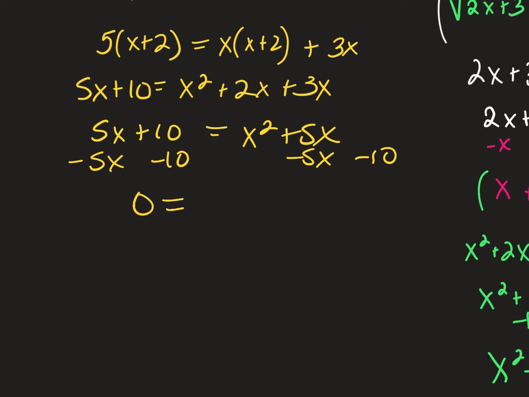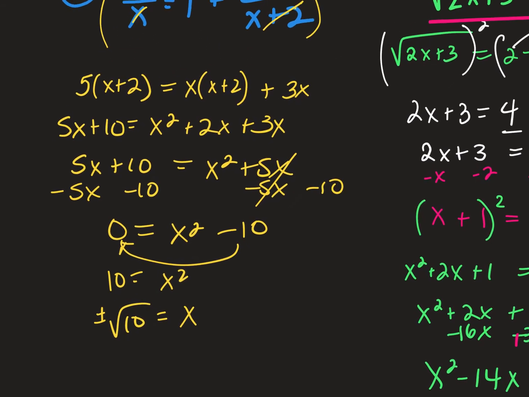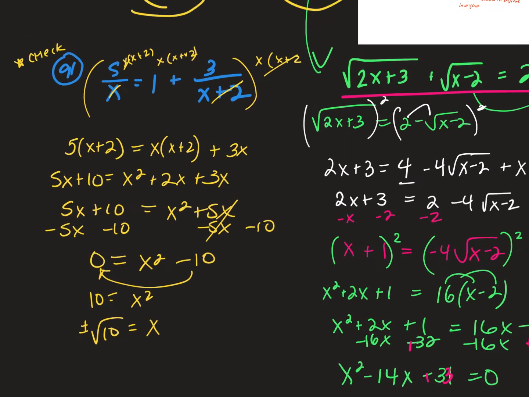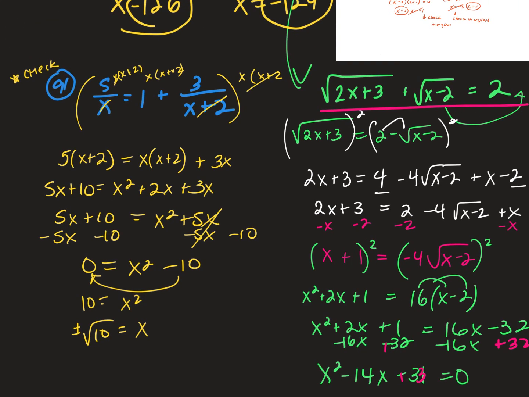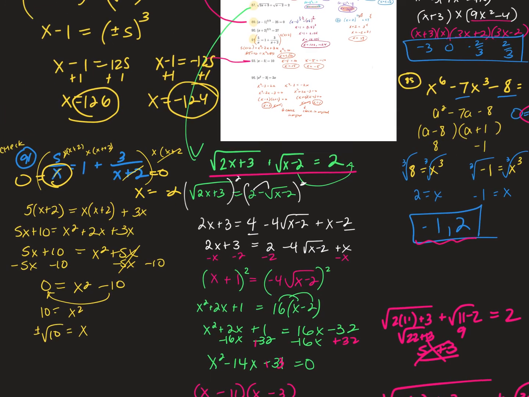I didn't even need to move the 10. Just going to end up moving it back. Add that. Plus and minus the square root of 10. The only answers that would have been extraneous on this are if x equaled 0 and x equaled negative 2. So both those answers work.